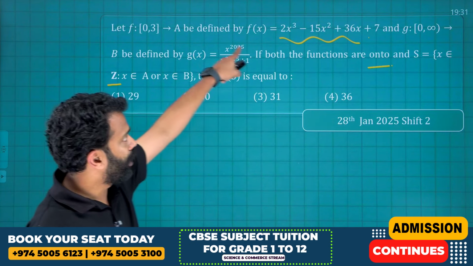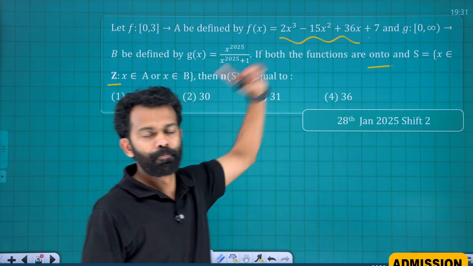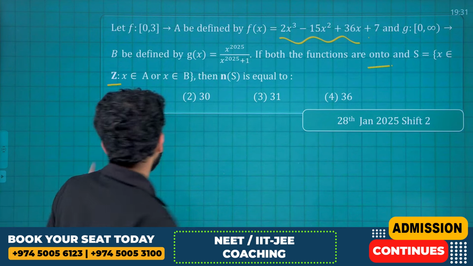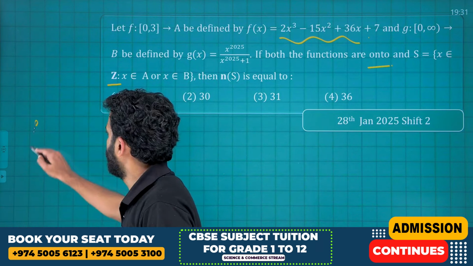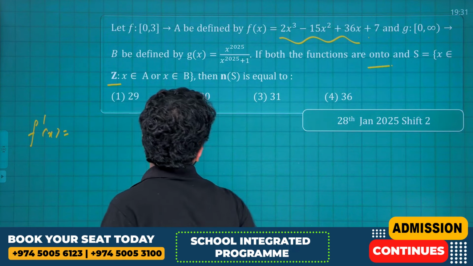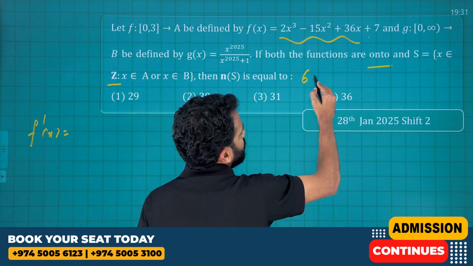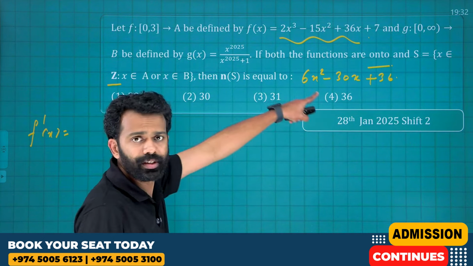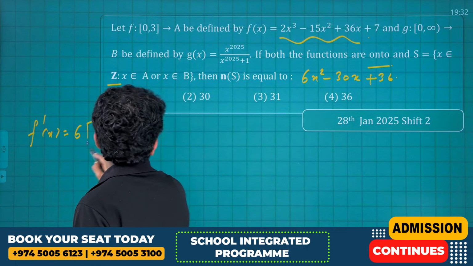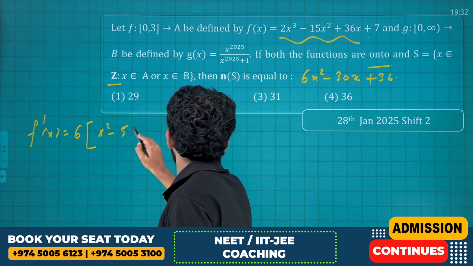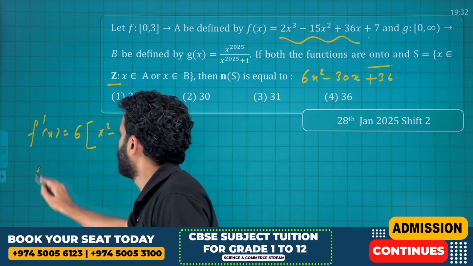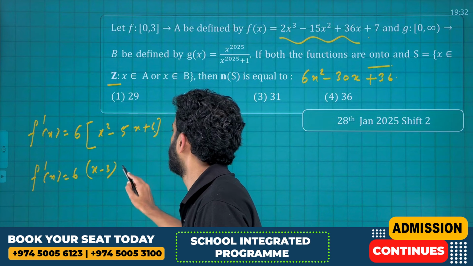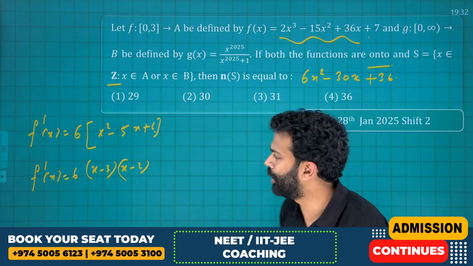So f of x is equal to 2x cube minus 15x square plus 36x plus 7. I'm going to differentiate both sides. So what will we get? f dash of x is equal to 6x square minus 30x plus 36. We can take 6 outside, it will be 6 into x square minus 5x plus 6. And f dash of x can be further written as 6 into x minus 3 into x minus 2. Hope you are getting the idea here.